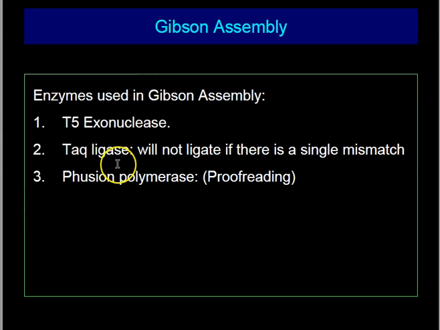And finally, we have the fusion polymerase, which is a proofreading polymerase. As you must be aware from your class on the polymerase chain reaction, we have two types of DNA polymerases: proofreading polymerases, which will correct errors in the base pairing of the DNA molecule, and non-proofreading, which do not correct errors. So these are the three enzymes which are utilized in Gibson assembly.